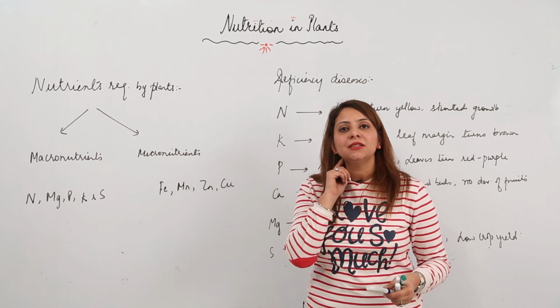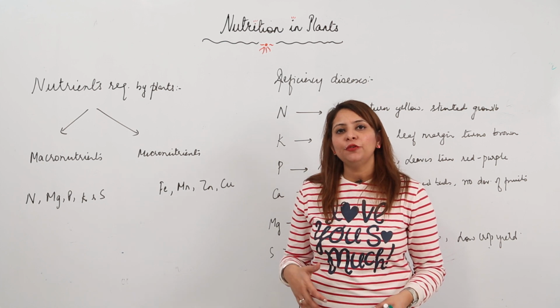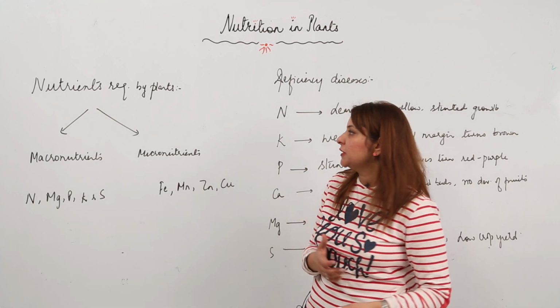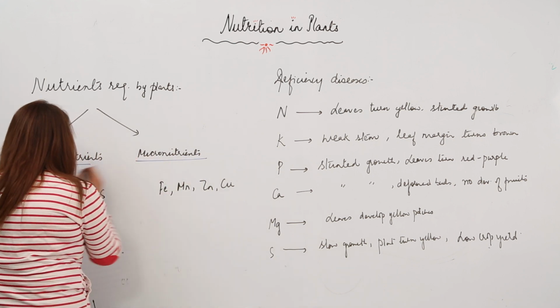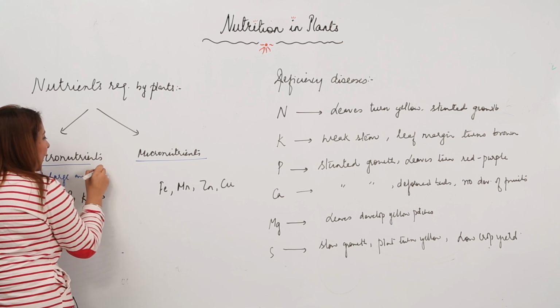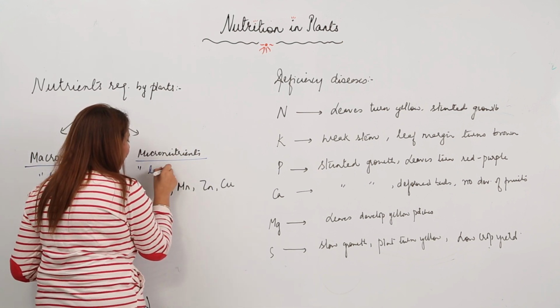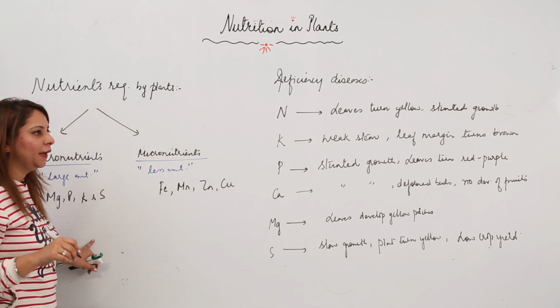Now we know that plants need nutrients for survival and proper growth. So we classify nutrients, that is the energy giving substances, into two categories: macronutrients and micronutrients. Macronutrients are those required in large amounts, and micronutrients are those required in small amounts. So let us focus on what macro and micronutrients are.